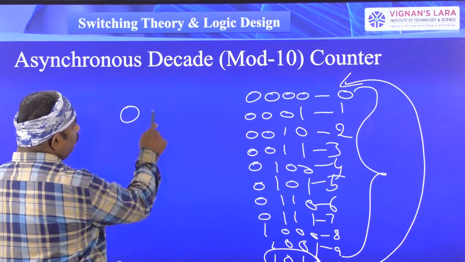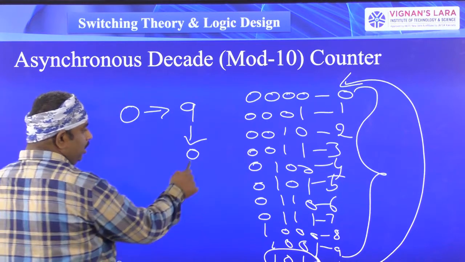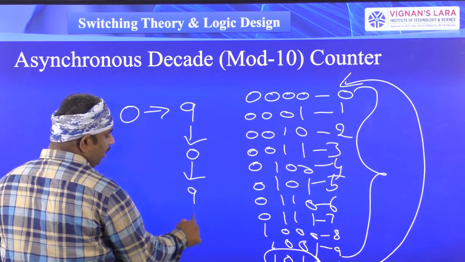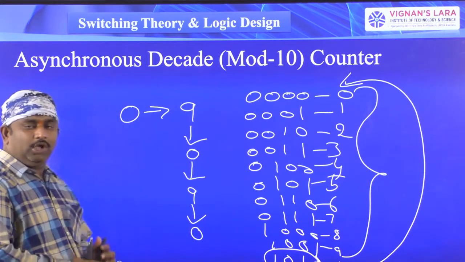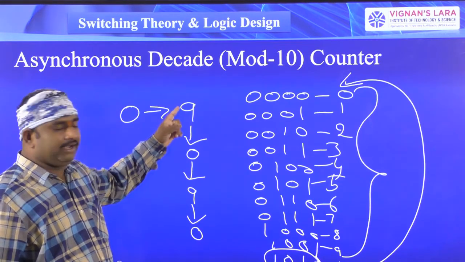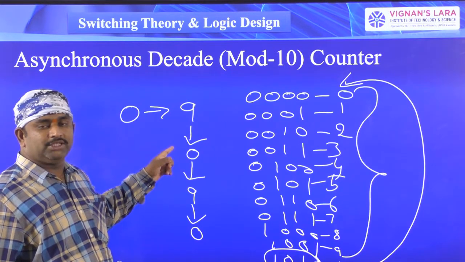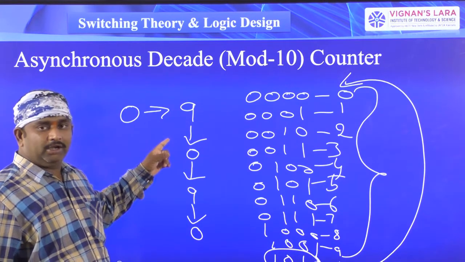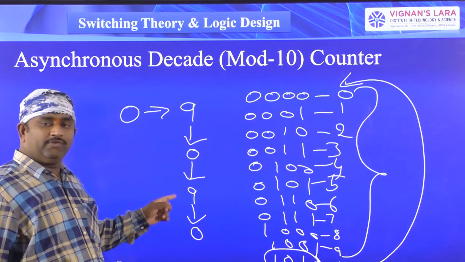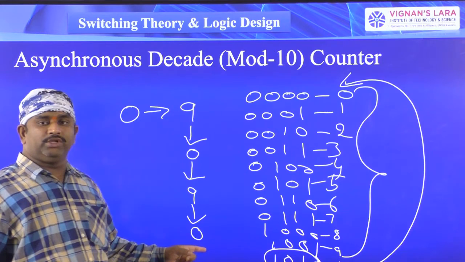So you have to count up to 9. After 9 you have to count 0. Again you have to continue up to 9, and again go to 0. You have to start the counting from 0: 0, 1, 2, 3, 4, 5, 6, 7, 8, 9. After 9 the counting should start again from 0. So whenever you reach the count 9, the next count is 0.